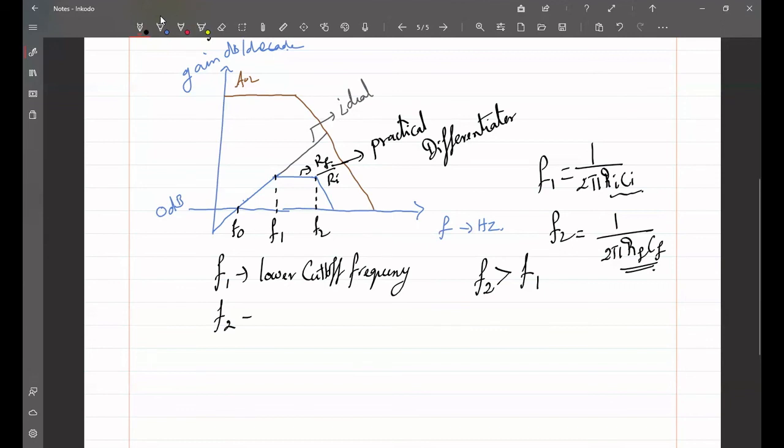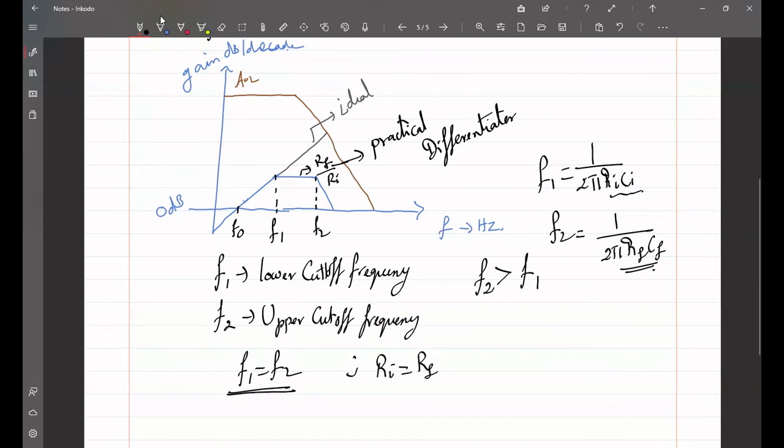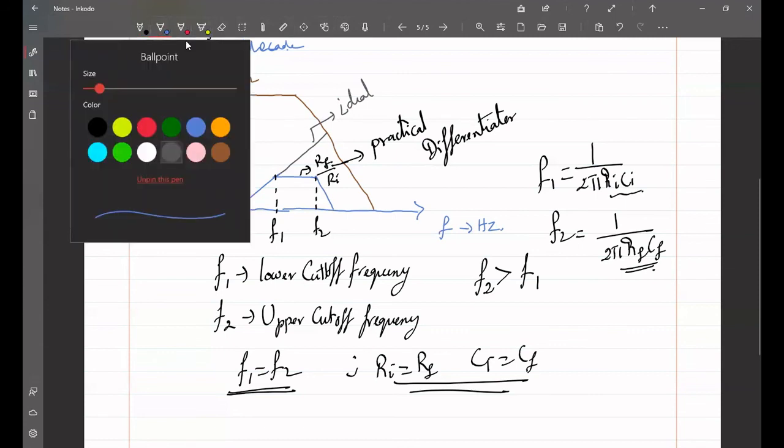Whereas F2 is nothing but the upper cutoff frequency. So in any condition, F2 will be greater than F1. If F1 is equal to F2, the frequencies F1 and F2 will be the same. That is nothing but Ri is equal to Rf and Ci is equal to Cf. During this condition, F1 will be equal to F2, and the frequency response of the system will vary like this.